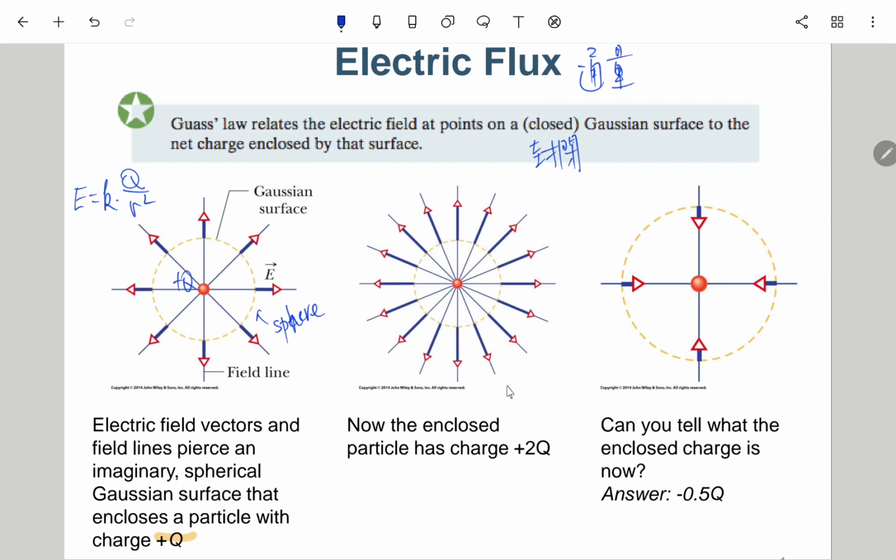And here, for the second one, suppose we have a larger charge as positive 2Q.